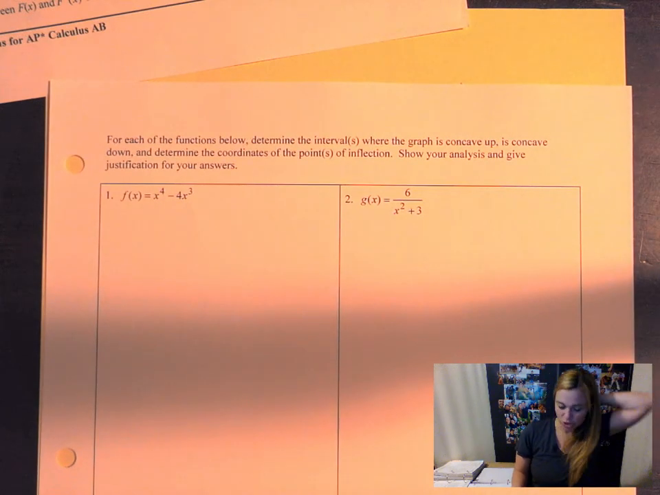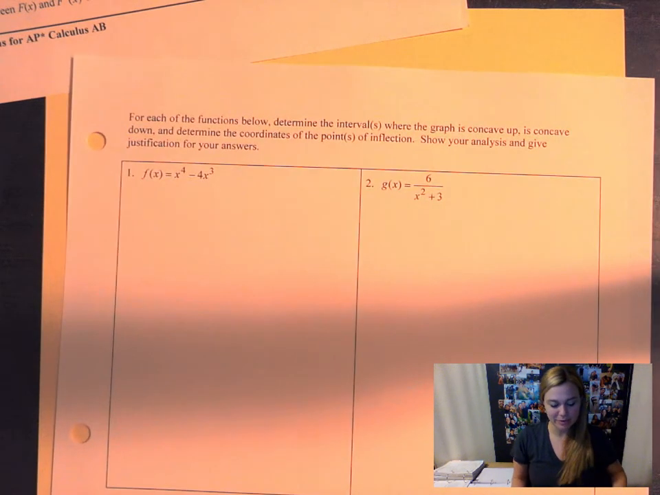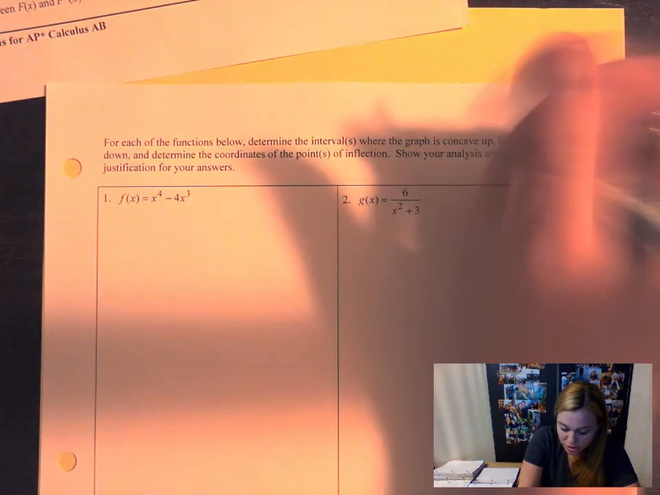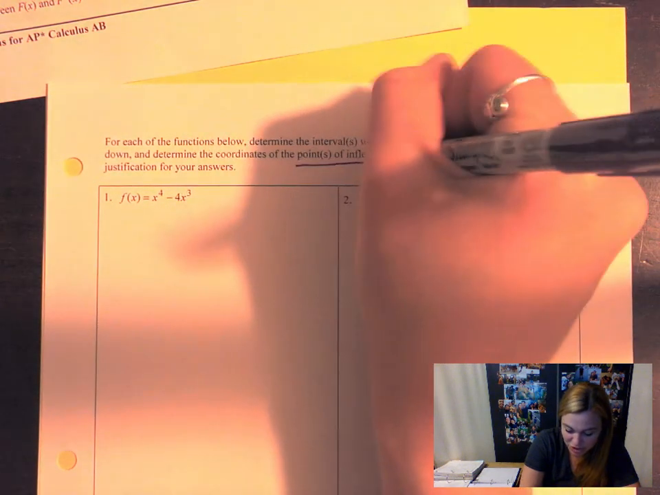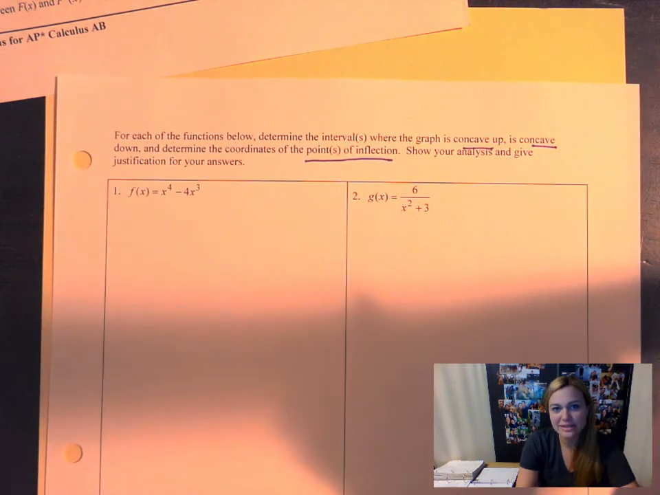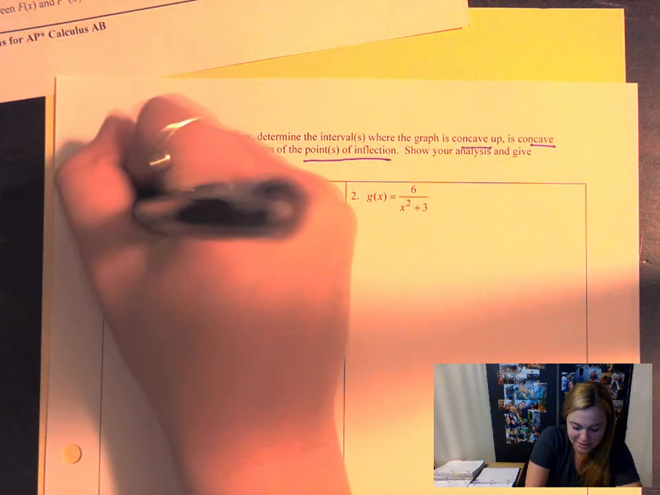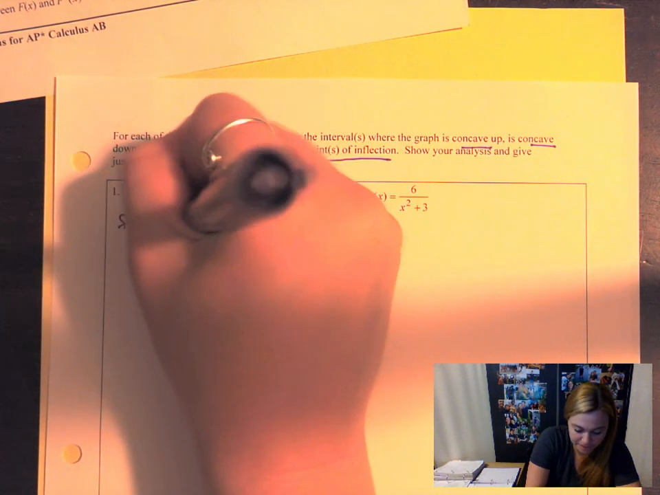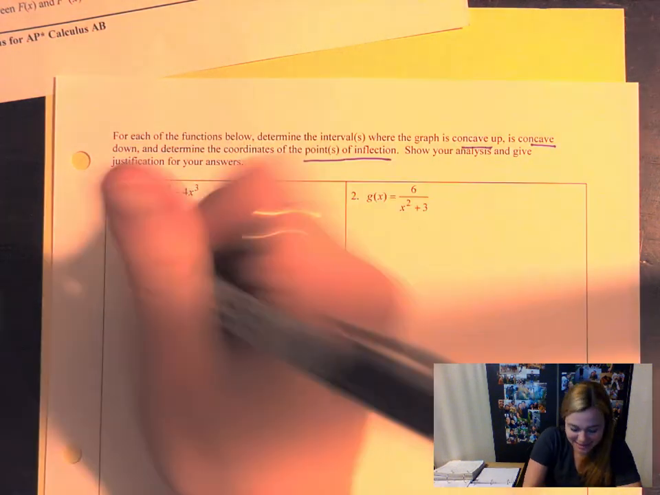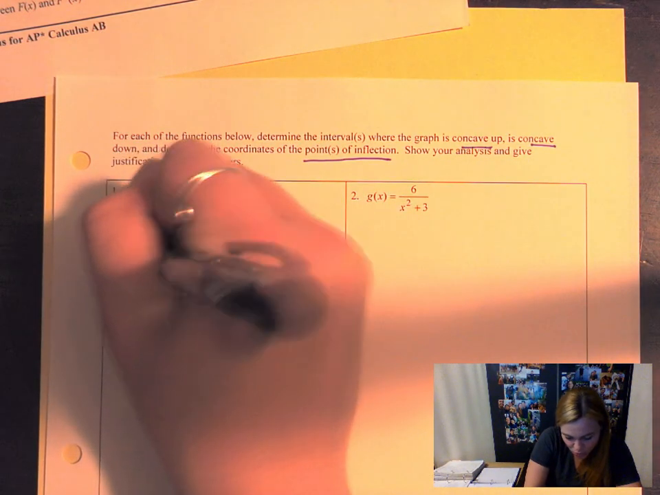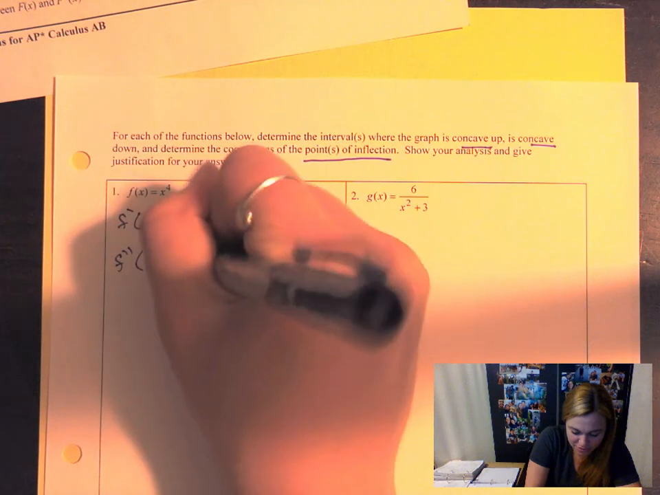Okay, there's only one more thing that I want to do. Don't worry, I'm not doing the entire page, but I just want to show you that this is the same thing as before. For each of these, determine the intervals where the graph is concave up, concave down, and determine the points of inflection. This is very similar to what we did before. It's just instead of taking just the first derivative, I get to take the second derivative. Whoop whoop, more derivatives.